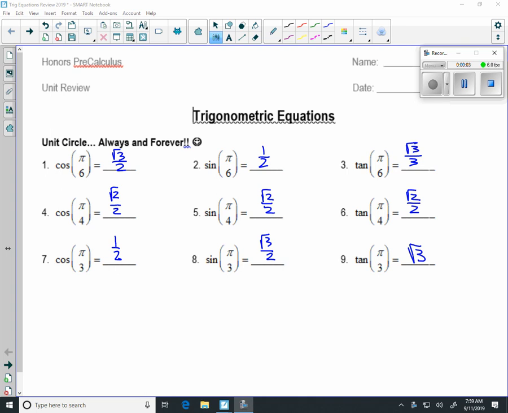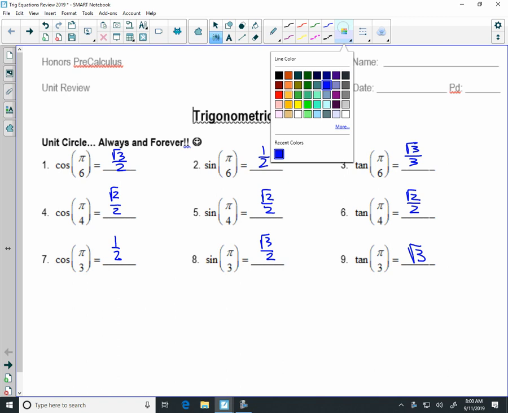Right, so this is the trig equations unit review. Here are your unit circle values for 1 through 9. They are going to be in some scrambled form of this on your quiz as well, because always and forever the unit circle is super important. So I want you to keep it in your brain, so I'm going to keep it coming at you on quizzes and tests. So hopefully you got those checked.